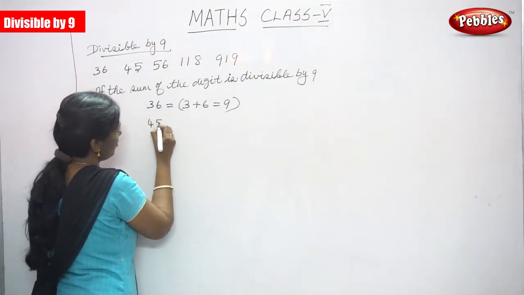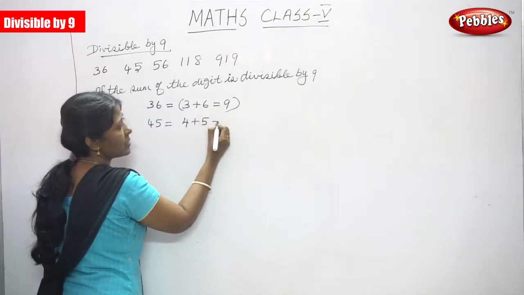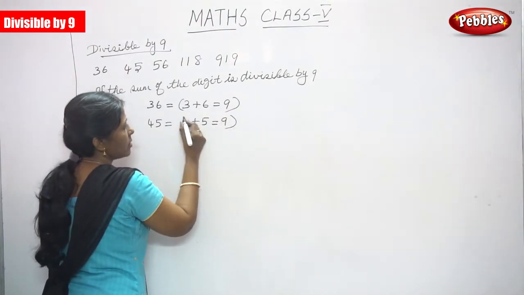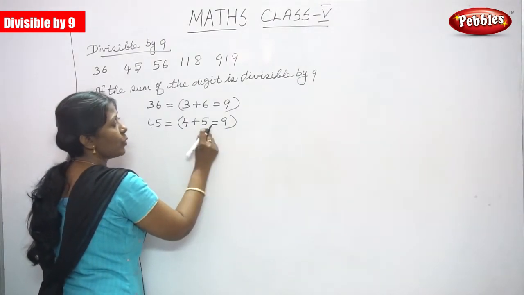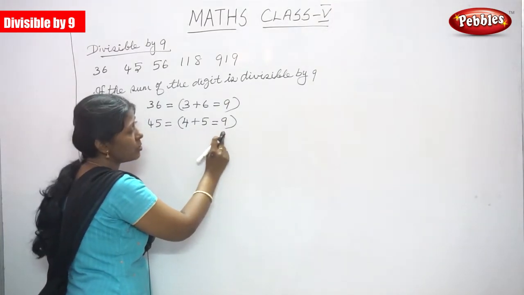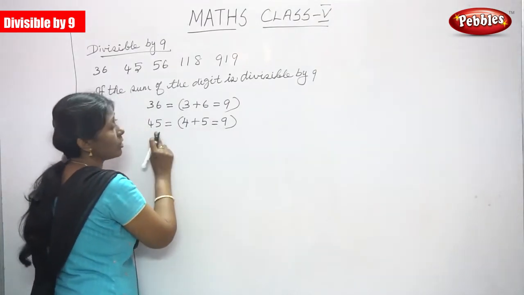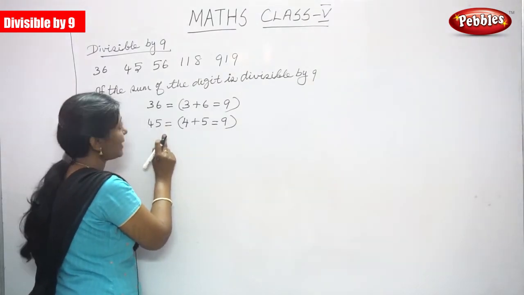Next is 45. 4 plus 5 is equal to 9. So 9 is divisible by 9. If you add the digits, 4 plus 5 is equal to 9, and 9 is divisible by 9. So 45 is also divisible by 9.